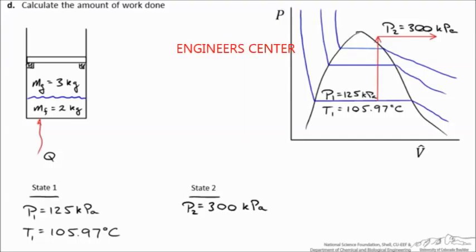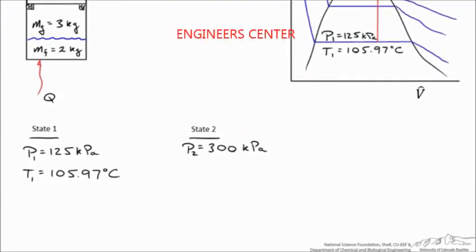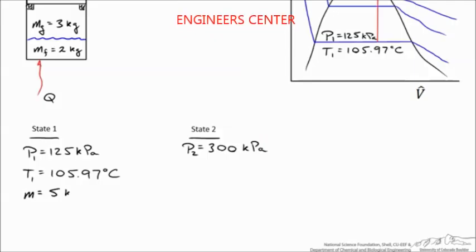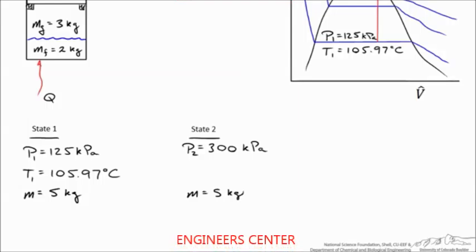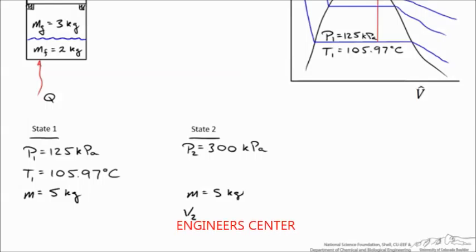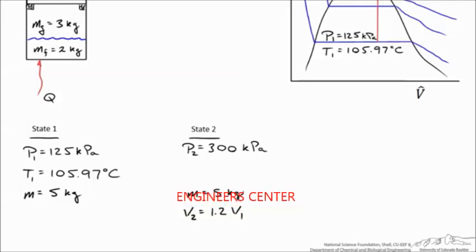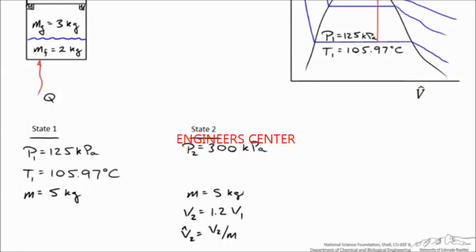One thing I do know is that the total mass in state 1 is equal to 5 kilograms. And that means the total mass in state 2, because it's a closed system, is also equal to 5 kilograms. Another thing that we know is that the volume at state 2 is equal to 1.2 times the volume at state 1. So if I knew the volume at state 1, I would know the volume at state 2, and then I could find the specific volume at state 2, because it's simply the actual volume at 2 divided by the total mass in the system, which we know. And if I can get V2, that gives me another intensive variable to work with.